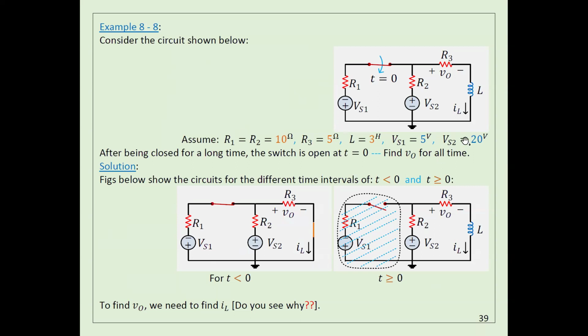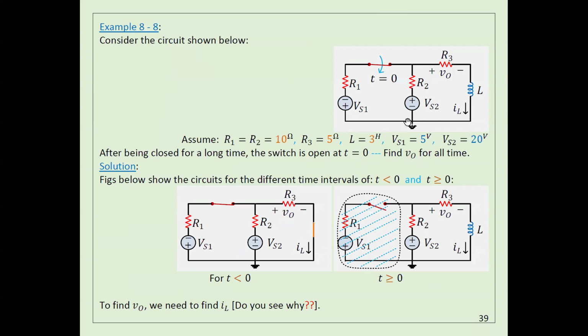And then I give you everything. I give you L, I give you all the resistors, I give you the voltage sources. You have everything here in the circuit. And then, after being closed for a long time, the switch is opened at time t equal to 0. I always give you this information. I tell you it was closed for a long time to calculate the initial current. Make sense?